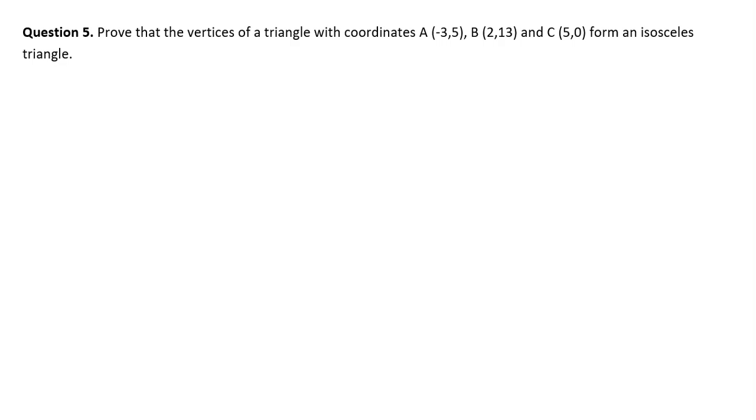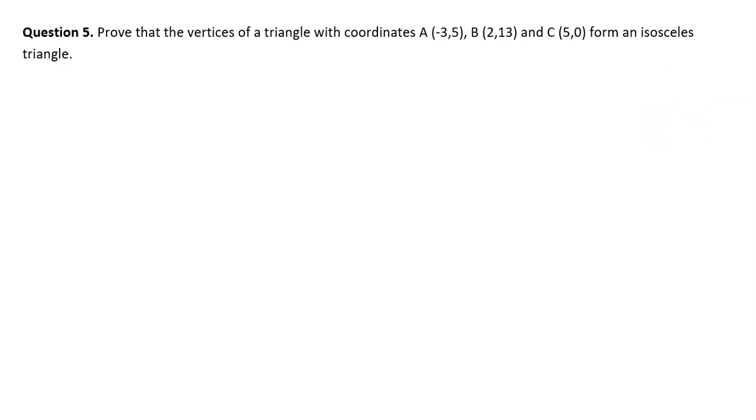So with this question, we've been asked to prove that the vertices of the triangle form an isosceles triangle. So obviously an isosceles triangle has two sides that are the same and one that's different. So we've got to prove that here. We could graph these points and see whether it looks like it's isosceles to start with, and that might help us prove it.